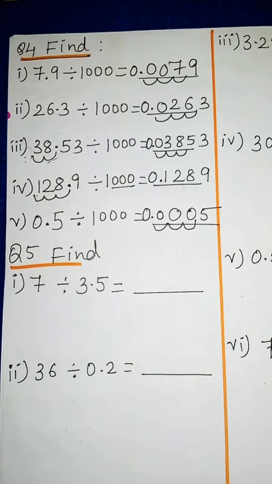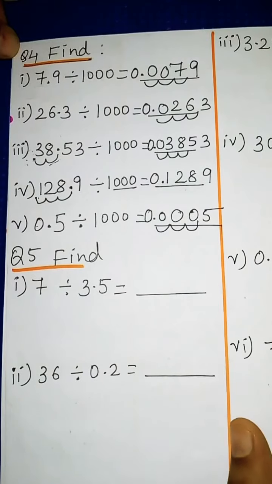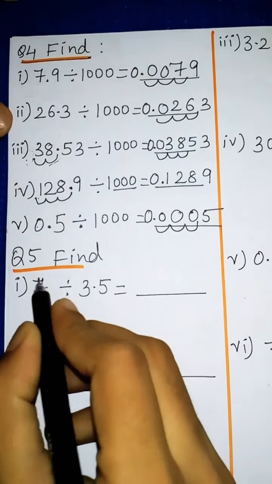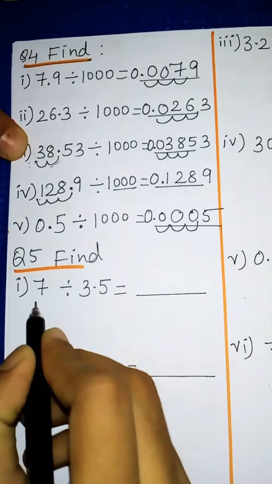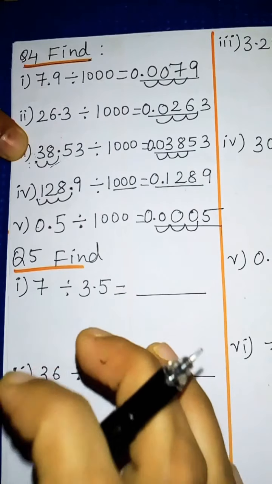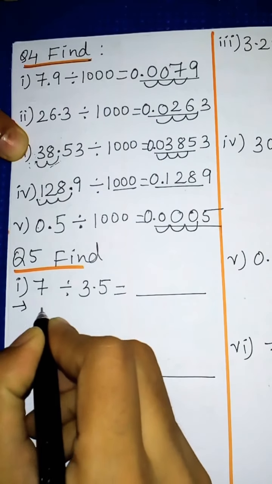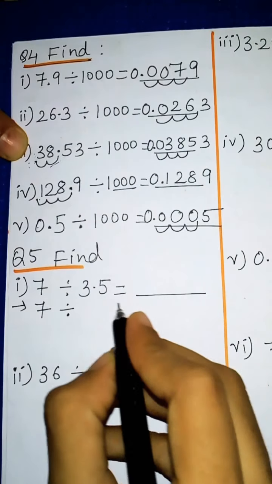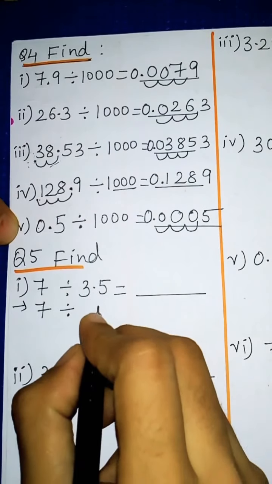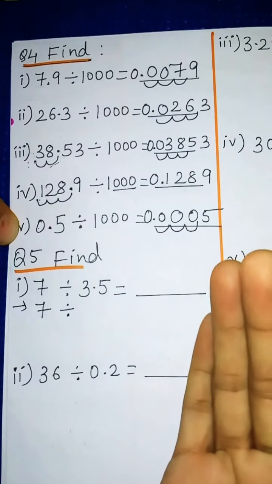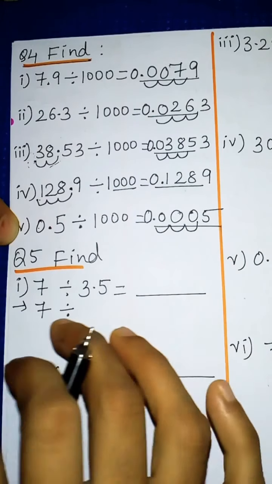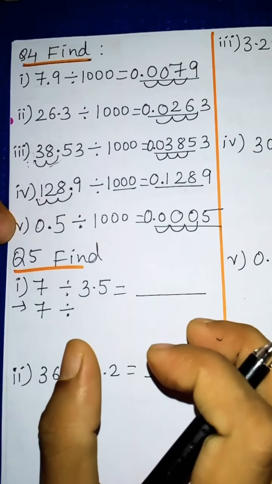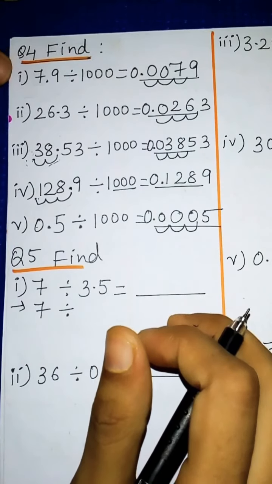Hope you understood this fourth question also. Now moving ahead with question number 5. Question number 5 is again find 7 divided by 3.5. So how we will do this one? So first of all 7 we will keep same. This division sign we will keep same. Now 3.5 decimal is given. Decimal number is given on the right side. So simple division इसको करेंगे तो answer fraction में आएगा. So we will use another method.